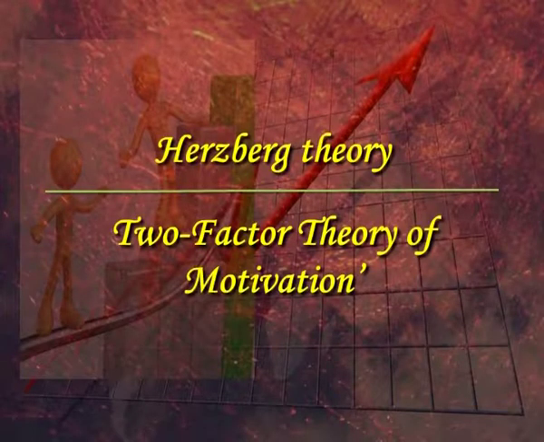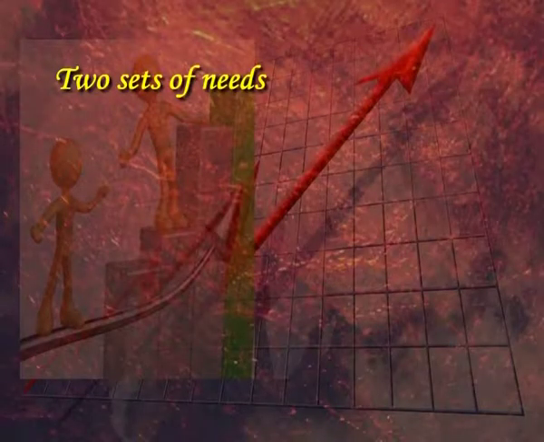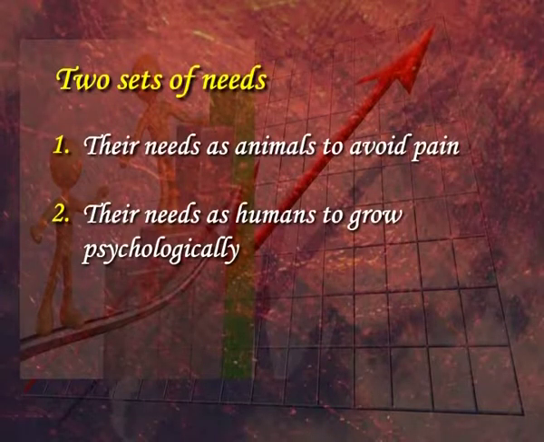Herzberg's theory is also known as two-factor theory of motivation. It is derived from a study designed to test the concept that people have two sets of needs. First, their needs as animals to avoid pain, and second, their needs as humans to grow psychologically. Now, let us see what is Herzberg's study.